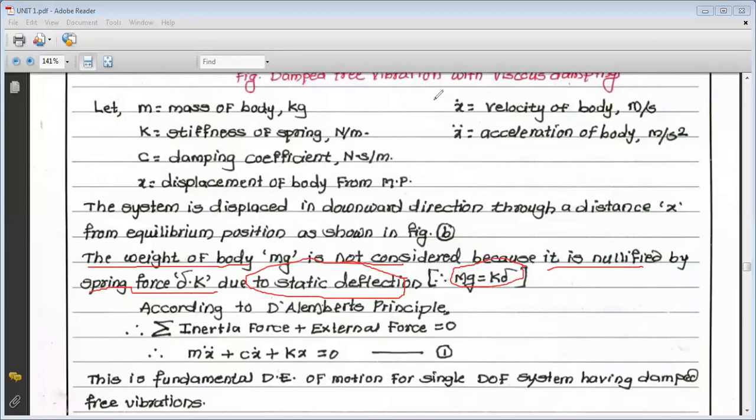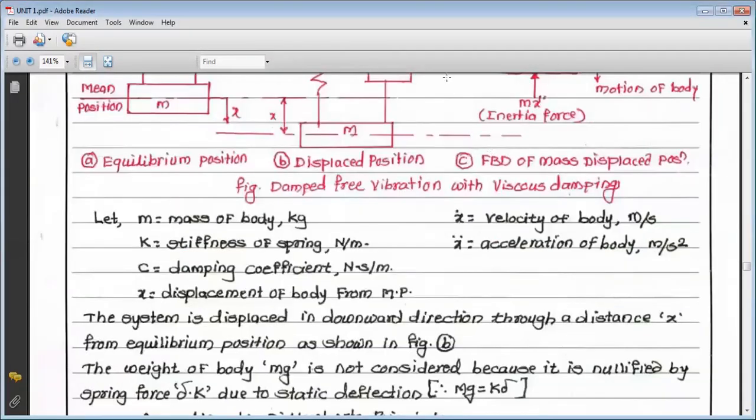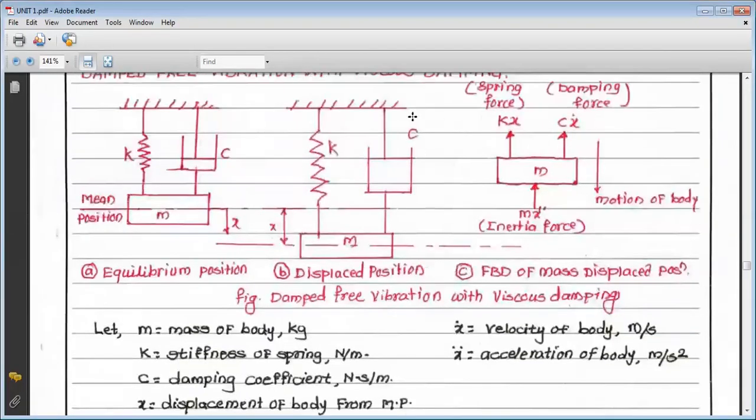So there are only three forces. First one is the inertia force. What is inertia force? That is mass into acceleration. Its magnitude is mx double dot, and its direction is opposite to that of the acceleration. Now displacement, velocity, and acceleration are all in the downward direction, so the inertia force is opposite to the acceleration, so it is upward.